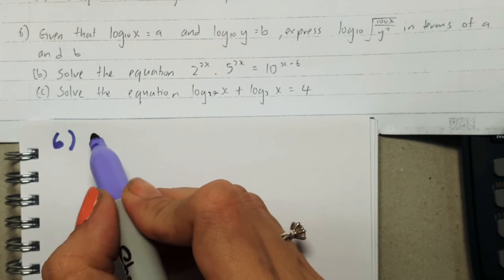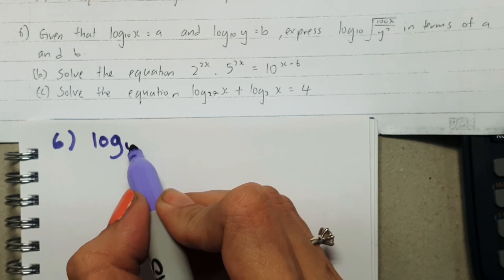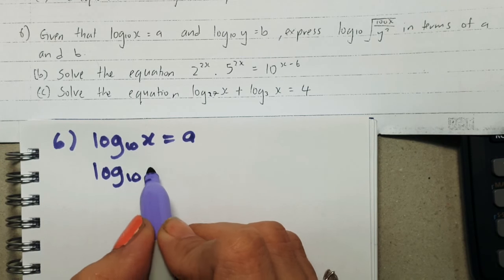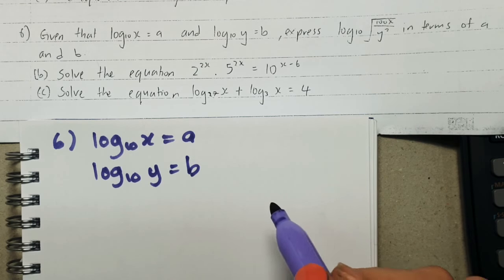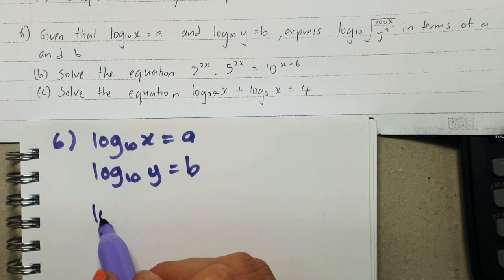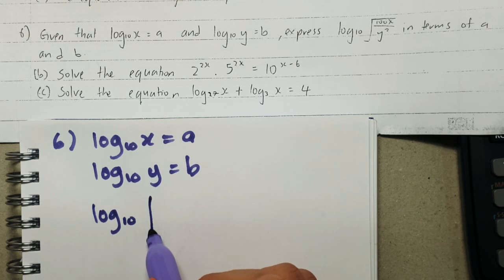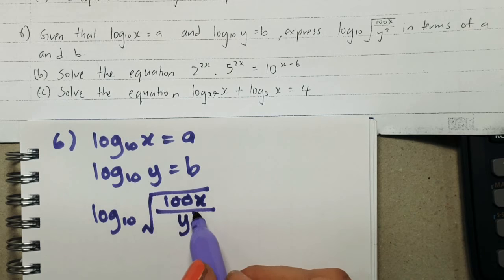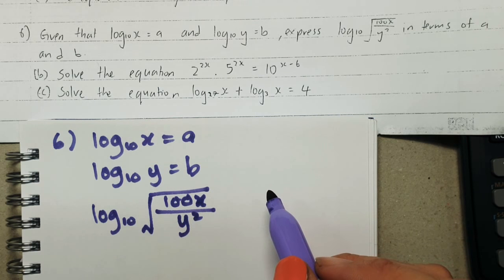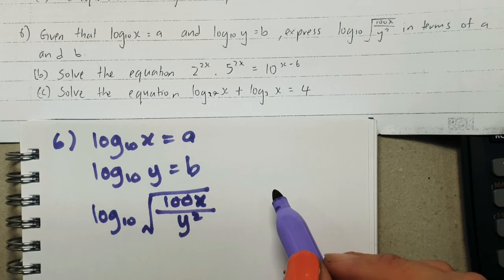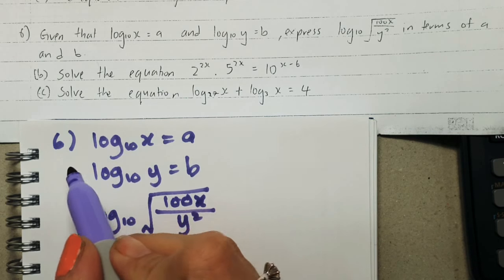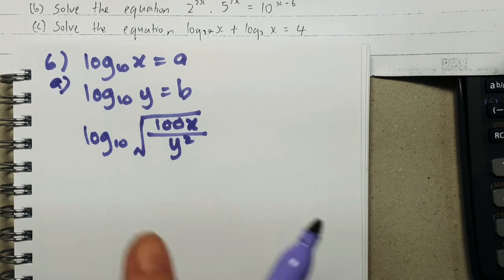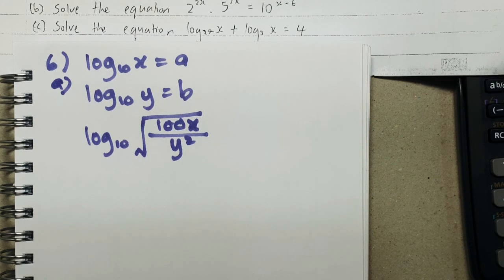So given that log base 10 of x equals a and log base 10 of y equals b, we have to express log base 10 of square root of 100x over y squared in terms of a and b. So we have parts A, B, C. Okay, this is only part A. Now, how do we do this? We have to express this in terms of a and b.